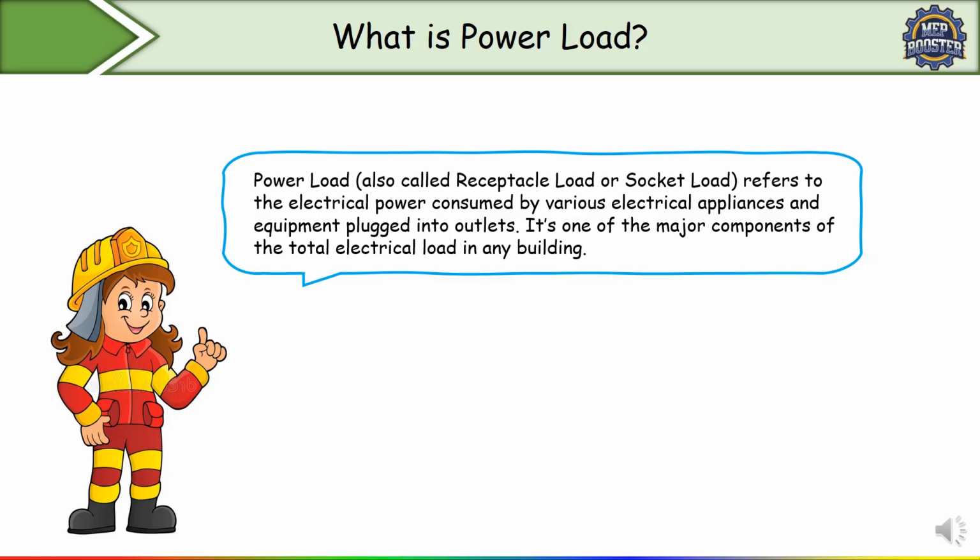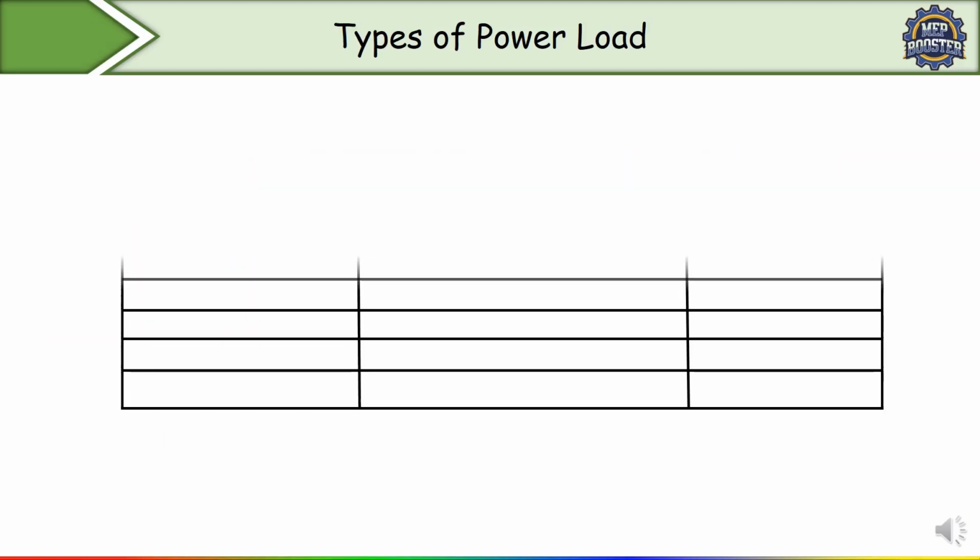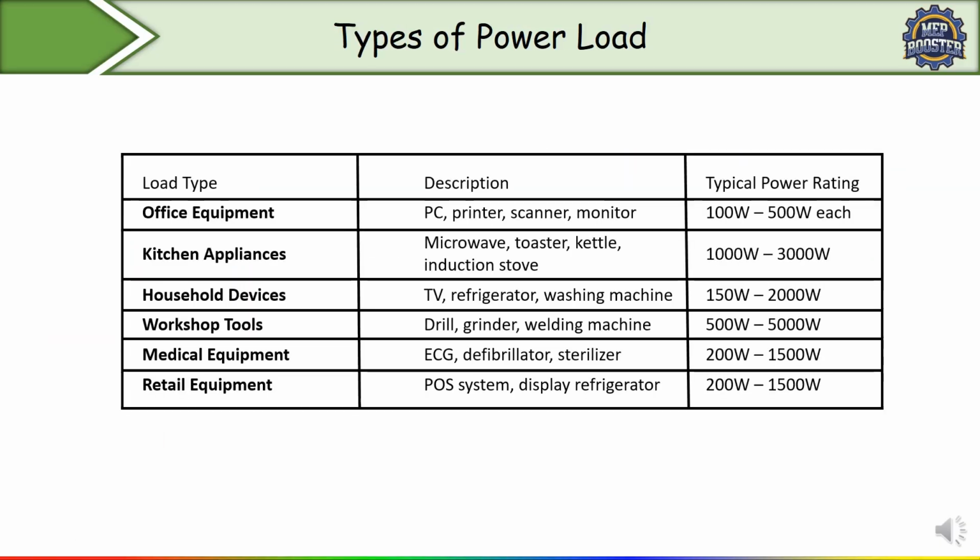We have different types of power load. You can see the load types given here, like office equipment: PC, printer, scanner, monitor, and their typical power rating is given. It is not fixed, it may vary, but the range is given. In the same way, for kitchen appliances like microwave, toaster, induction stove, the power rating is given. So different types of power loads are given here.